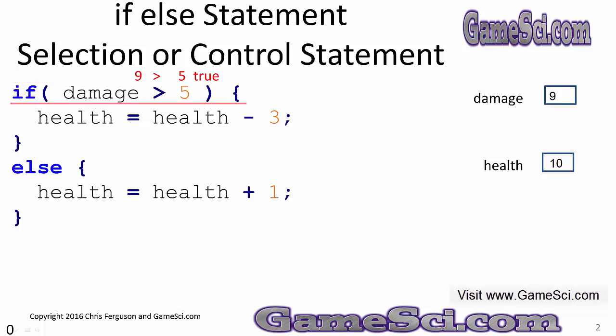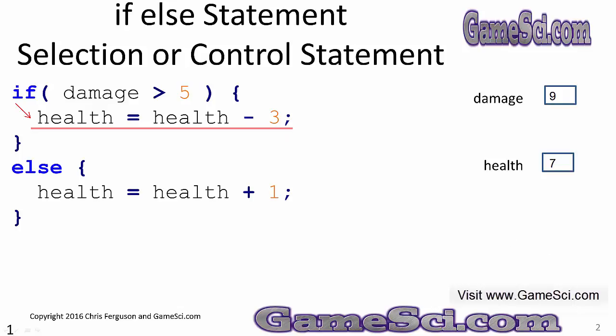So let's start with 9 in the damage variable over here and 10 in the health variable, and let's see how this code works. 9 greater than 5 is a true statement. 9 greater than 5 is true. As you might suspect, we're going to go inside and execute the code in the if statement. Health equals health minus 3, and what happened here is we subtracted 3 from the health variable and it went down to 7. Do you see why it's called a selection statement? We selected this code to execute.